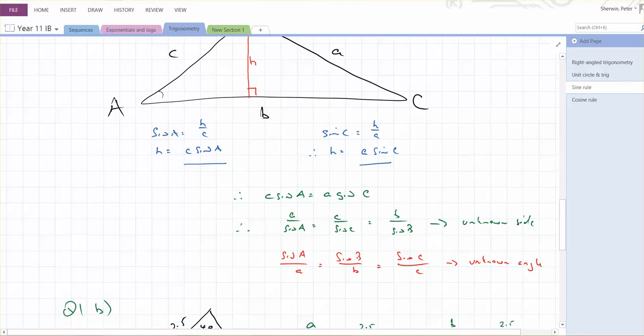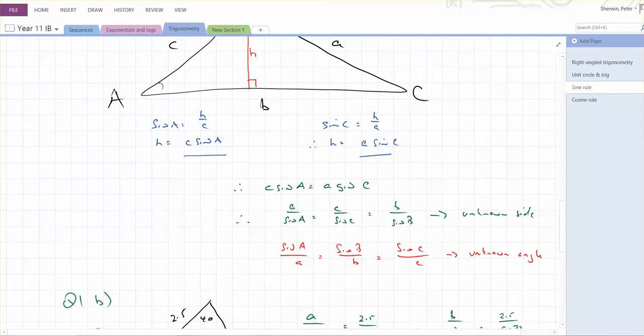I've just made a note here that that's the version you'd use for trying to find a side. If you're looking for an angle that's unknown, then you would just reciprocate all these fractions to get sine A over a equals sine B over b equals sine C over c. Still the sine rule, but that's the version you'd use if it was an angle that you were looking for.